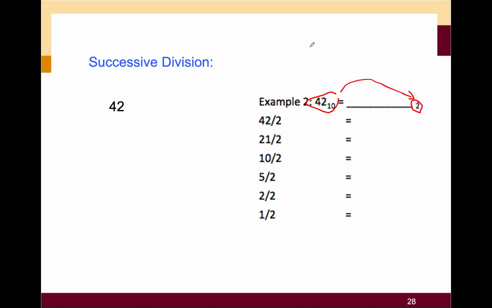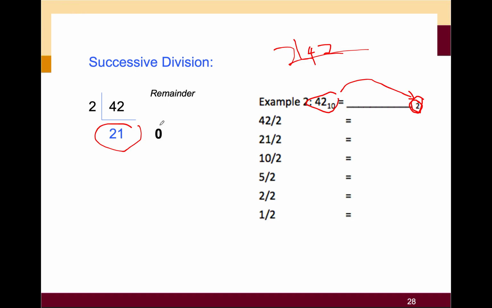So that's why for 42, you will divide it by 2, because you want to convert it into base 2. So after this, you will divide 42 by 2. What we're going to look at is like this. 42 divided by 2, you will get 21, and there is no remainder. So the remainder is 0.